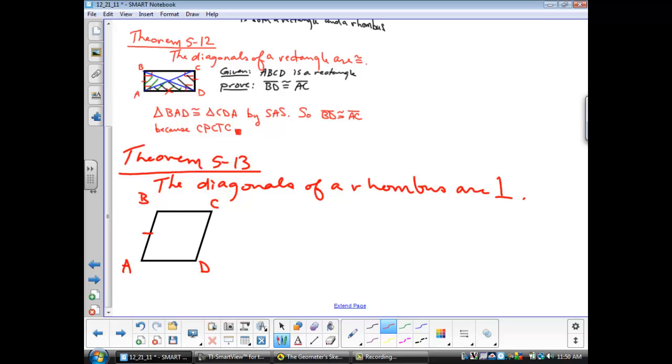Okay? This is a rhombus, which means all 4 sides are equal. That's how I would mark that on the diagram. So when I am given that ABCD is a rhombus, that's what it means on the diagram.